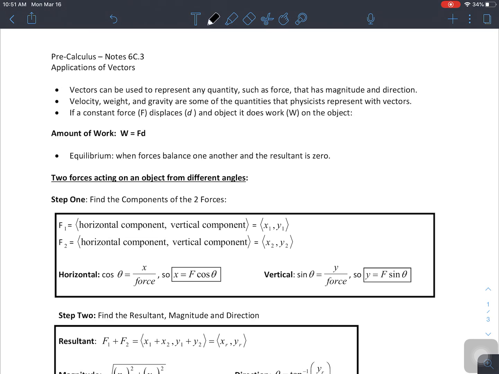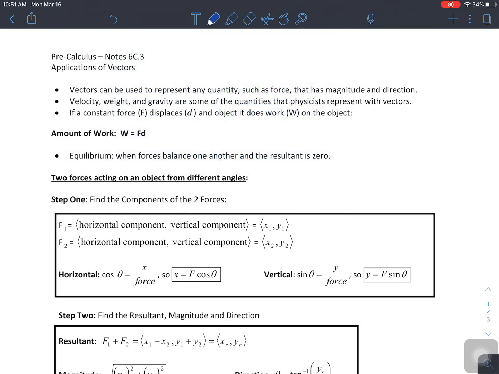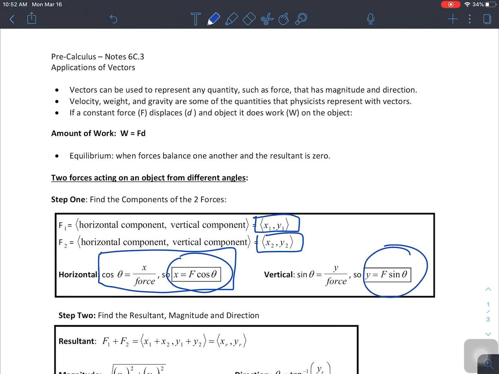When we have two forces acting upon each other, we're going to look at both forces and get them into their components, along the x and y axis. We're going to get them in terms of cosine and sine. Anything horizontal always goes with cosine, and anything vertical always goes with sine.